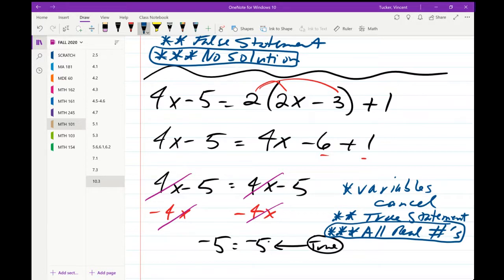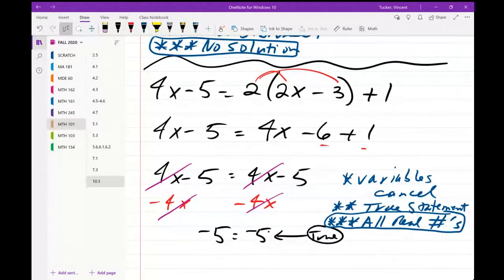So in the last one, no solution, that means there are no values you can plug in to make that a true statement. And then for the last one we just did, no matter what you plug in for x, that will be a true statement, or in other words, it will work. Questions on those two? Okay, cool.